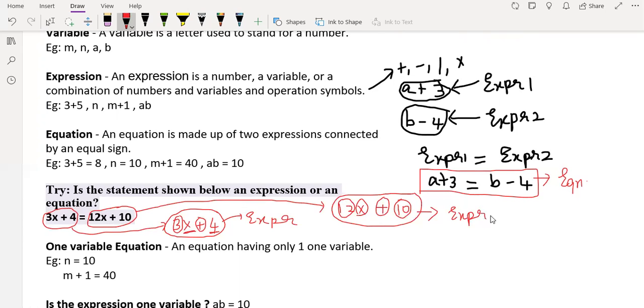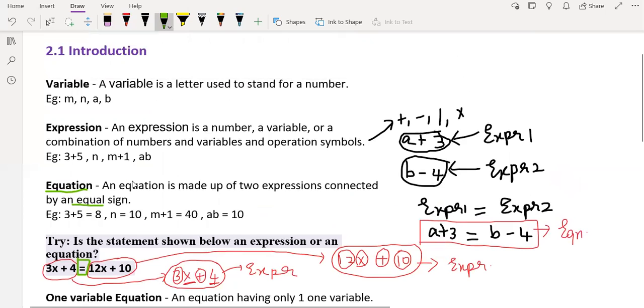Right. So these two expressions are separated by an equal to sign. This is the equal to sign which you can see here. So what will this be? This will be an equation. We have seen that two expressions connected by an equal sign make an equation. So this entire thing, 3x plus 4 equals 12x plus 10, will become an equation, not an expression.